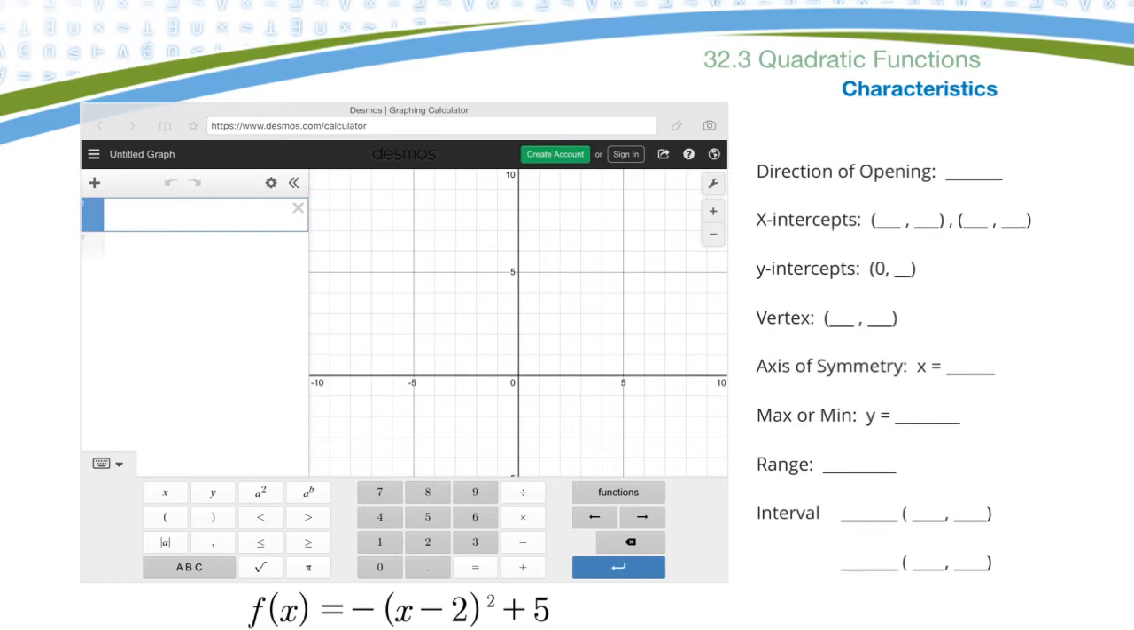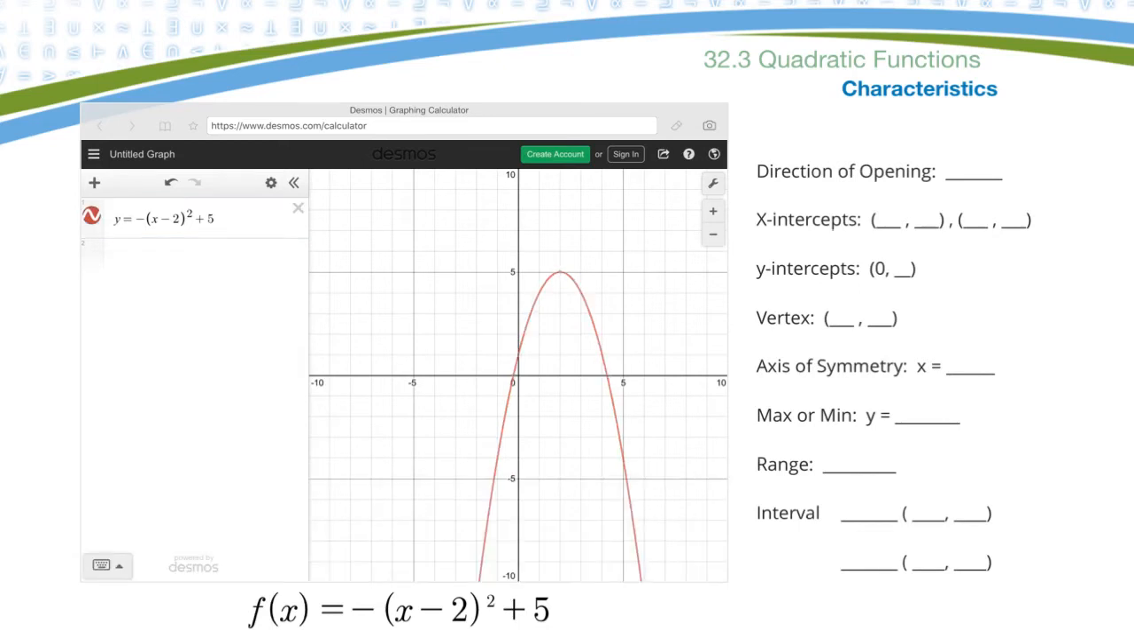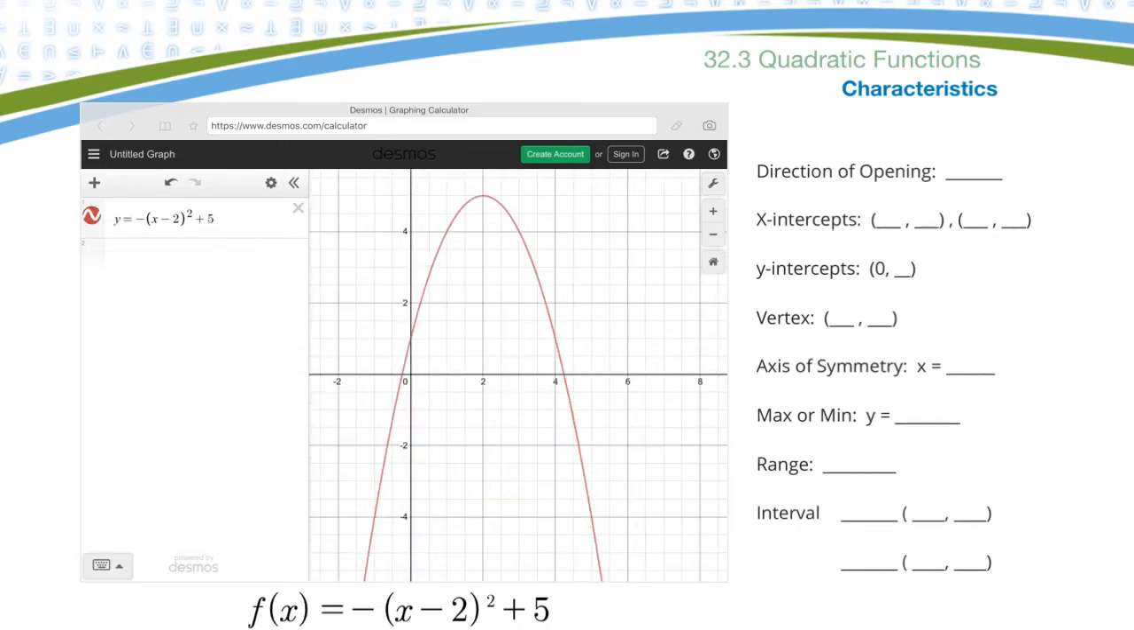Let's just start with this one here. And let me just plug in this equation. So y is equal to negative (x minus 2) squared plus 5. Okay, let me zoom that out a little bit. There we go. So we want to know all those characteristics about all these problems. And in the next video, in the next slides, we'll look at them in relation to the equation. But for this one, I just want to look at the characteristics.